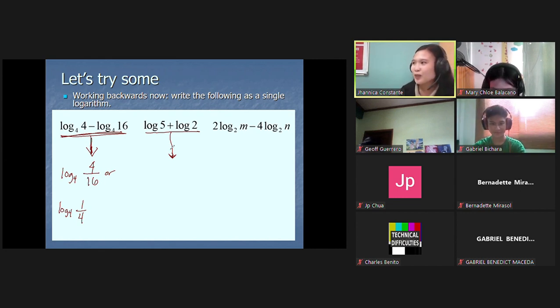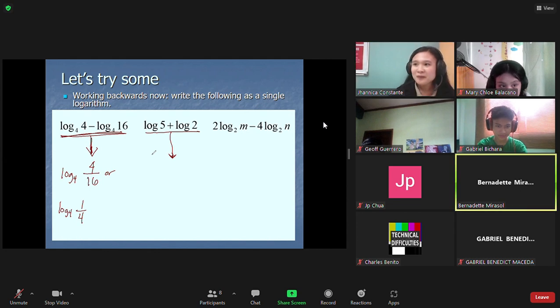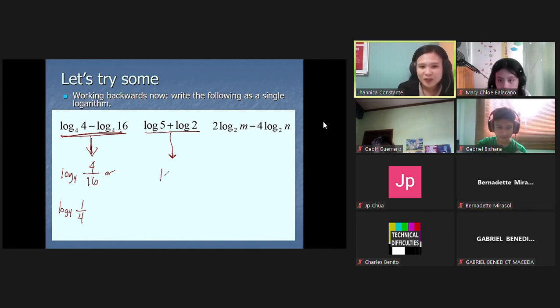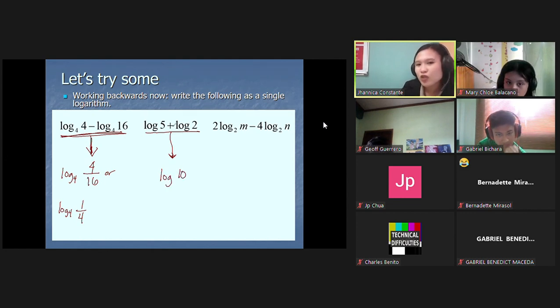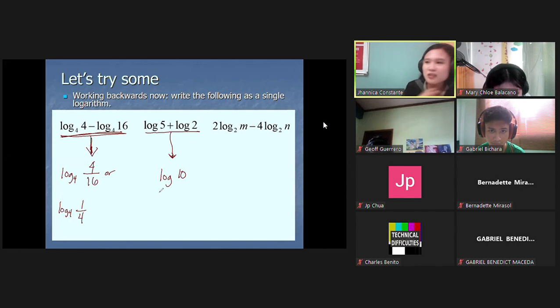What rule are we going to use in this expanded function that we have? Logarithmic 10. We will be having logarithmic 10, since addition is an indication of our rule, which is the product rule. So 5 times 2 is 10. So we have logarithmic 10 as the shortened or condensed form of our expanded function.